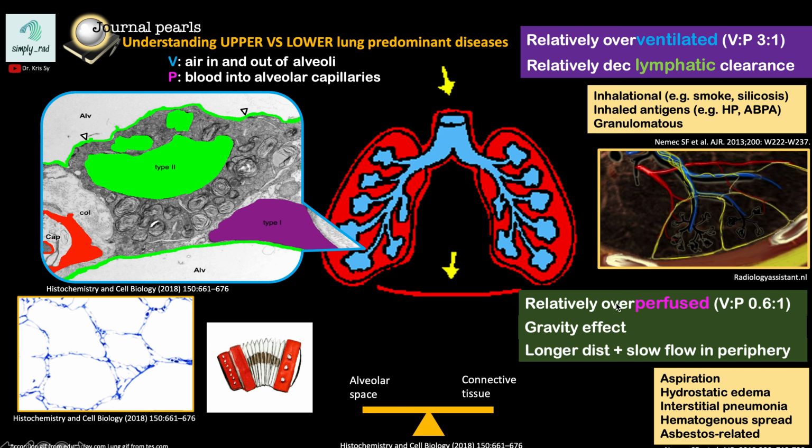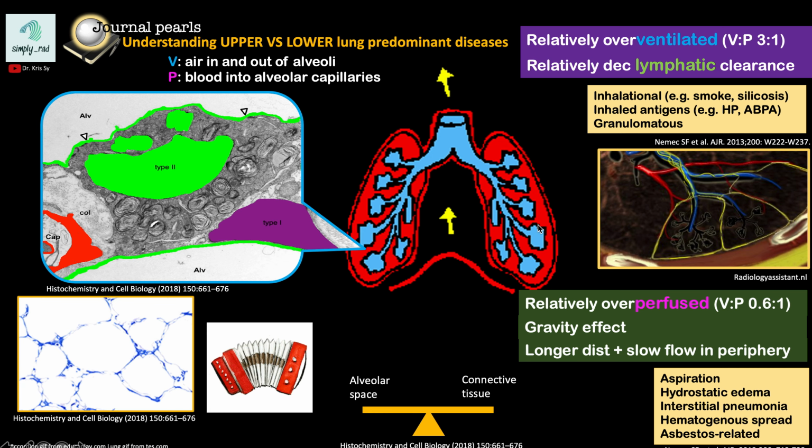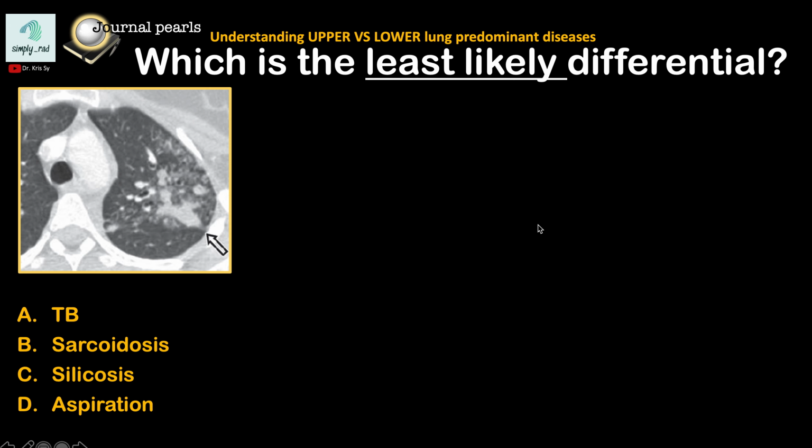So that's it. So let's now go back to the images I showed to you earlier. For the first question, we noticed that looking at these choices, one is an odd man out. TB and silicosis are both inhalational mechanism. Sarcoidosis is similar to TB, which is a granulomatous disease, favoring the upper lobes because of decreased lymphatic clearance.